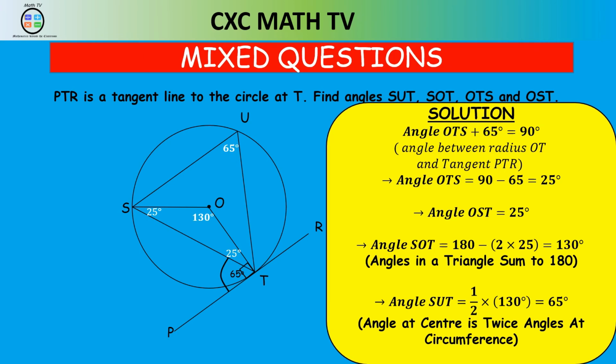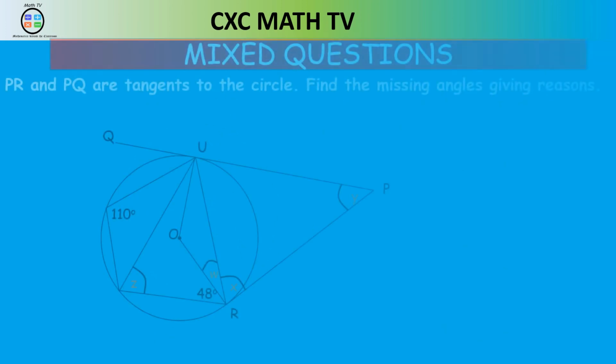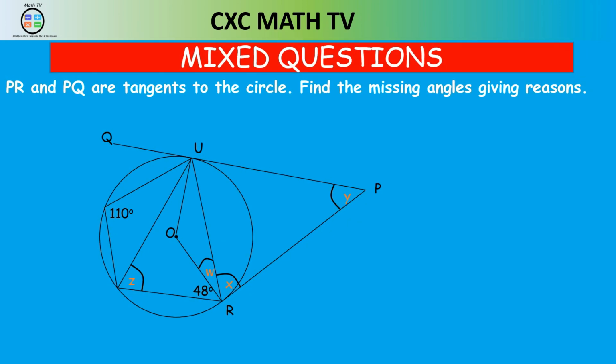So let's attempt this one right here. PR and PQ are tangents to the circle. Find the missing angles, giving reasons for your answer. We need to find Z, W, X, and Y. Pause the video and attempt.